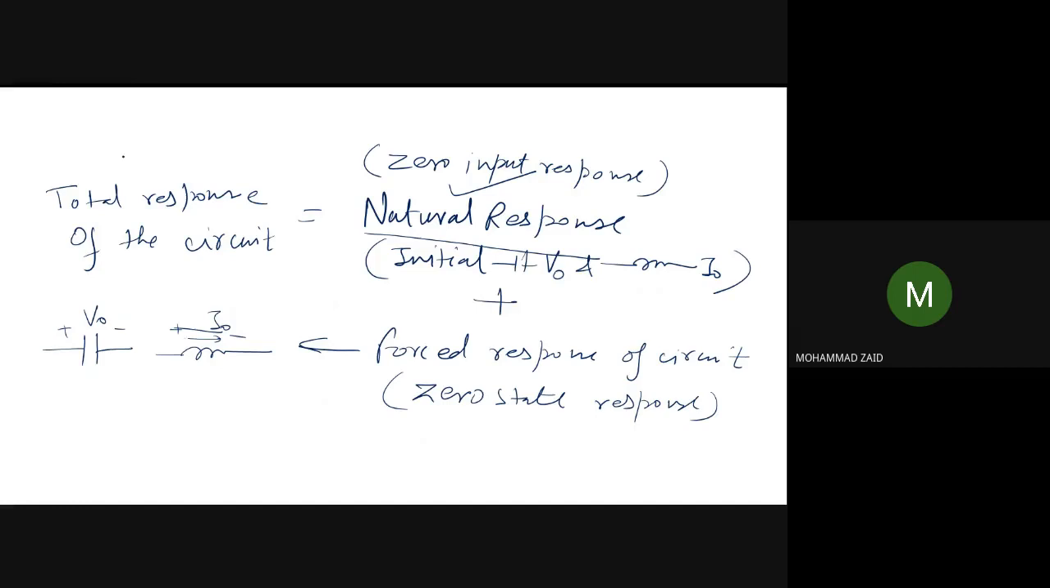So for determining the total response of the circuit, we need to know the natural response as well as the forced response. Suppose I tell you that you cannot determine the total response if you don't know what the initial I naught and V naught are.